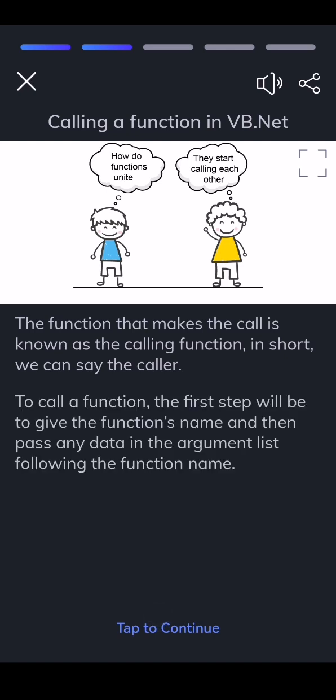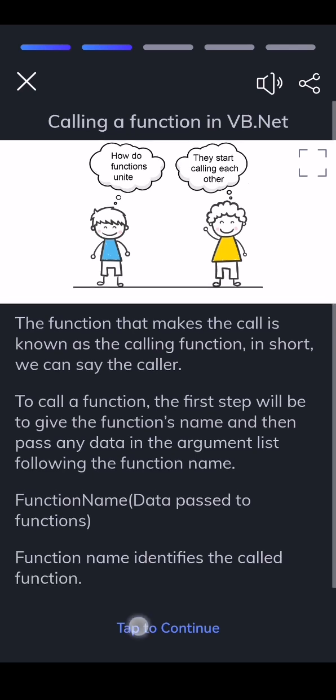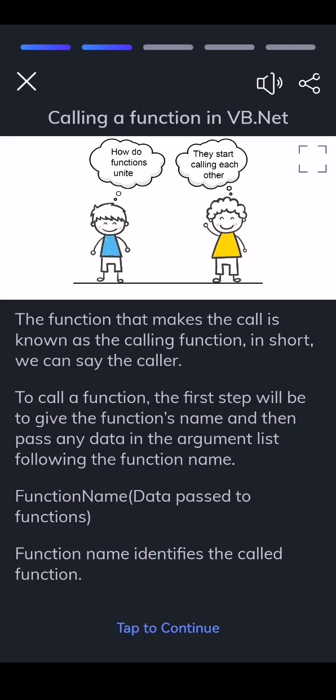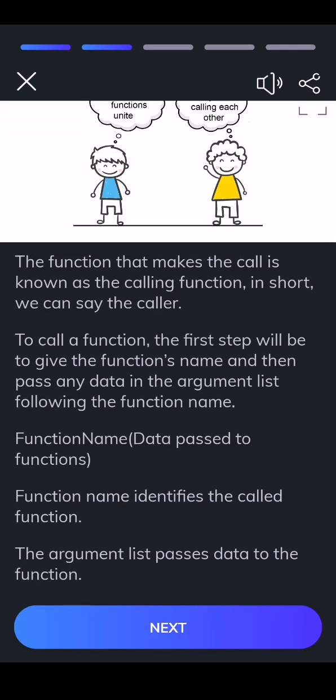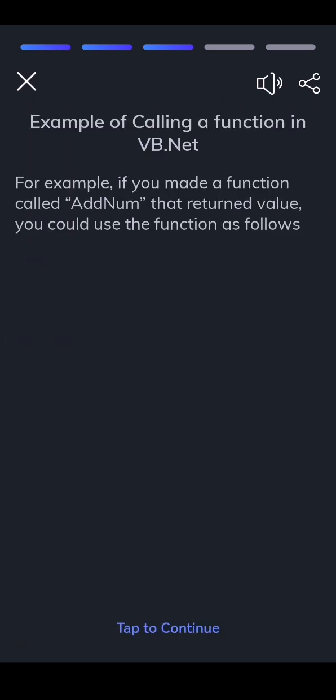To call a function, the first step will be to give the function's name and then pass any data in the argument list following the function name. Function name, data passed to functions. Function name identifies the called function. The argument list passes data to the function. For example, if you made a function called addNum that returned a value, you could use the function as follows.